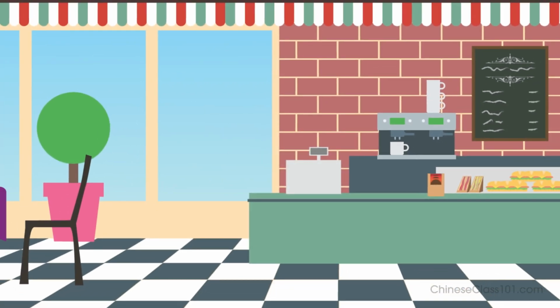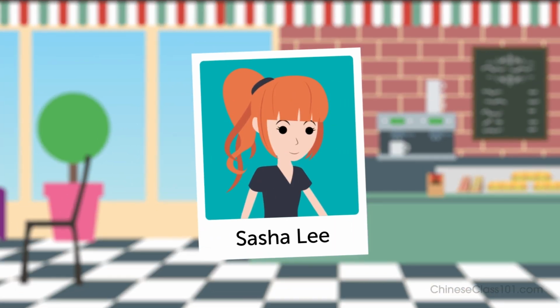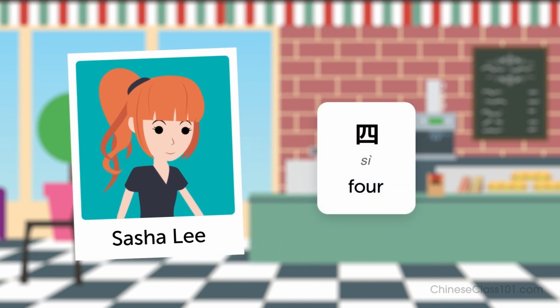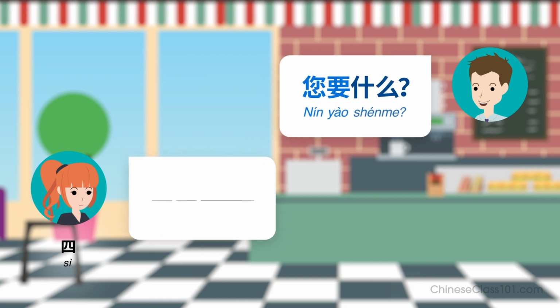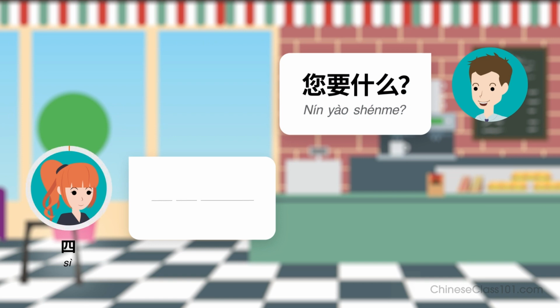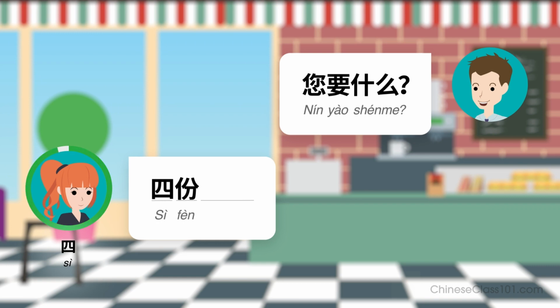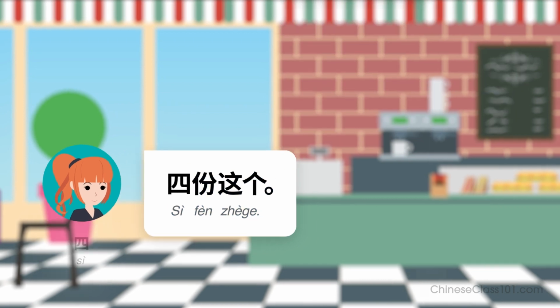Let's try another. Imagine you're Sasha Lee, and you're at the coffee shop with three friends. Order for four people. Ready? 您要什么? 四份这个. Listen again and repeat. 四份这个.